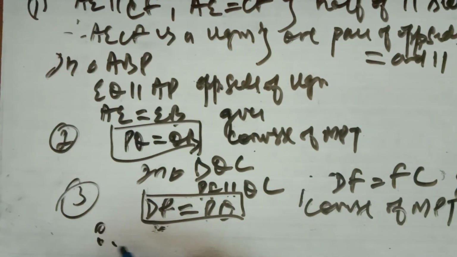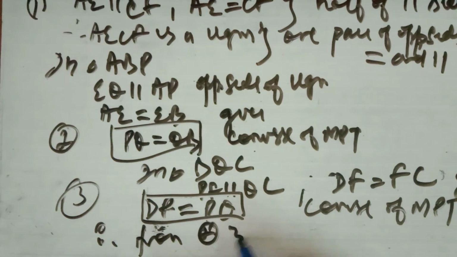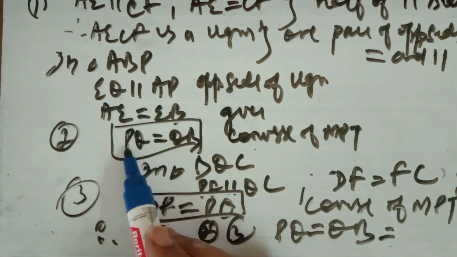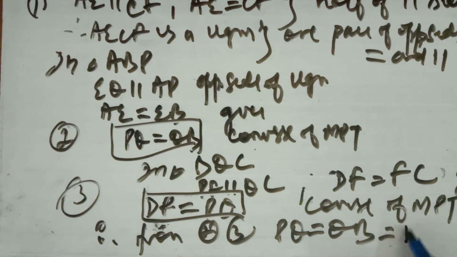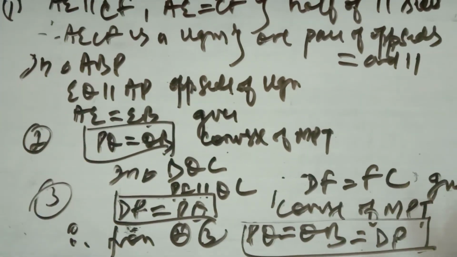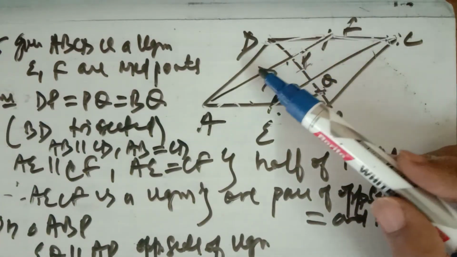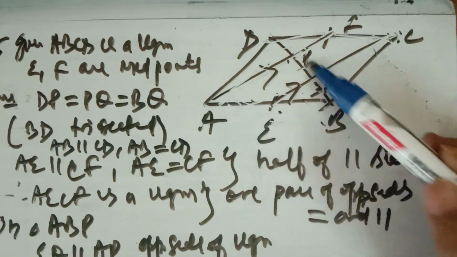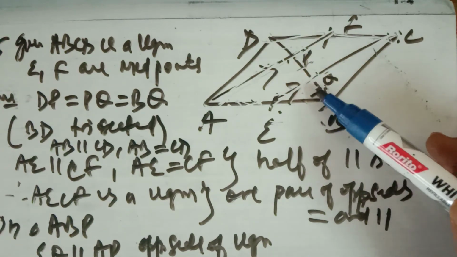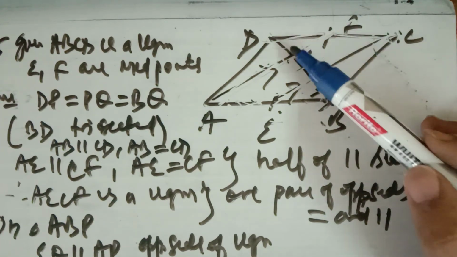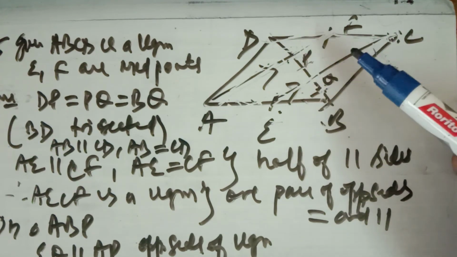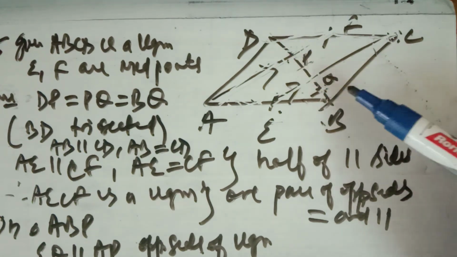So therefore from step number 2 and 3, what can you conclude? PQ is equal to QB is equal to DP. This we have to prove, that BD is trisected at the 2 points, P and Q. So first of all I proved that this is a parallelogram, then in triangle ABP, this is parallel to this and equal to this, so PQ is equal to QB by converse of midpoint theorem. In triangle DQC, PF is parallel to QC and DF is equal to FC, therefore DP is equal to PQ by converse of midpoint theorem, therefore these three are equal to each other.